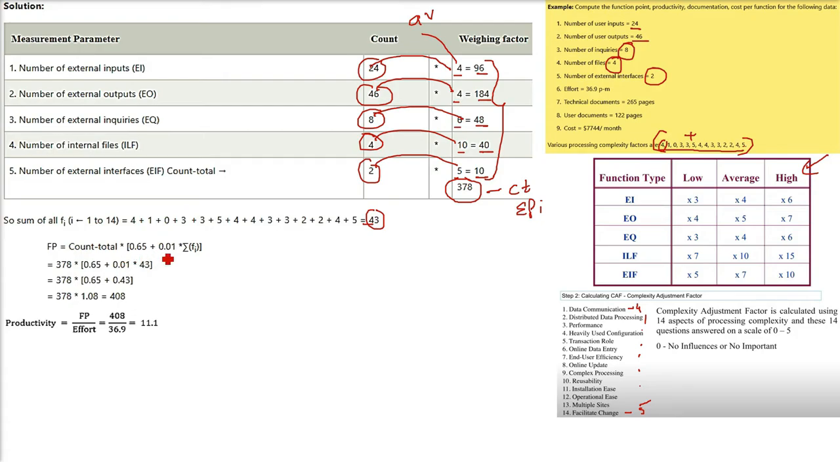Then we know the formula: 0.65 plus 0.01 into sigma fi. Sigma fi is simply 43. Now 378 here, just put it, and you get 408. Now this is the function points.